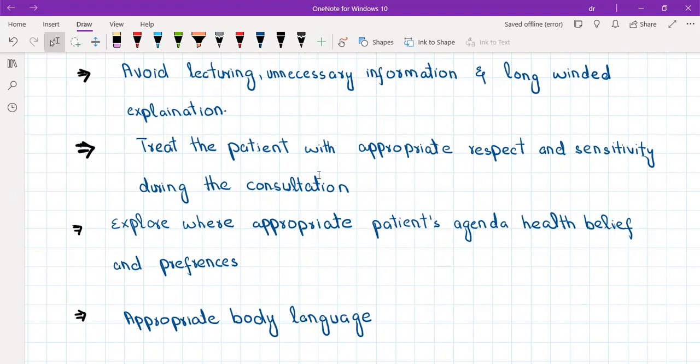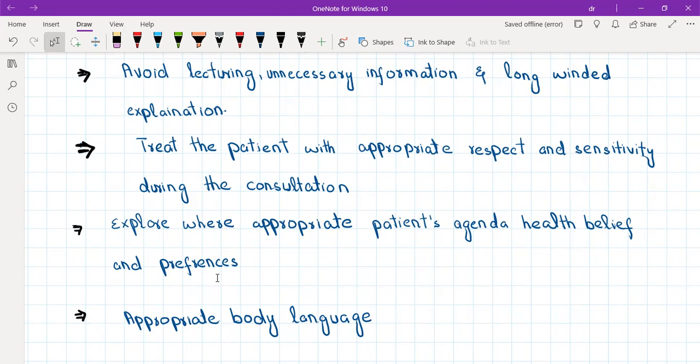All right. Then exploring, where appropriate, the patient's agenda, health beliefs, and preferences. For example, if the patient tells you, doctor, I don't want to have any blood products, please always explore: can you please tell me why you don't want to have any blood products? Would you like to have some components of the blood instead of the whole blood? If they have certain health beliefs, try to understand and explore them and provide an alternative solution where appropriate.